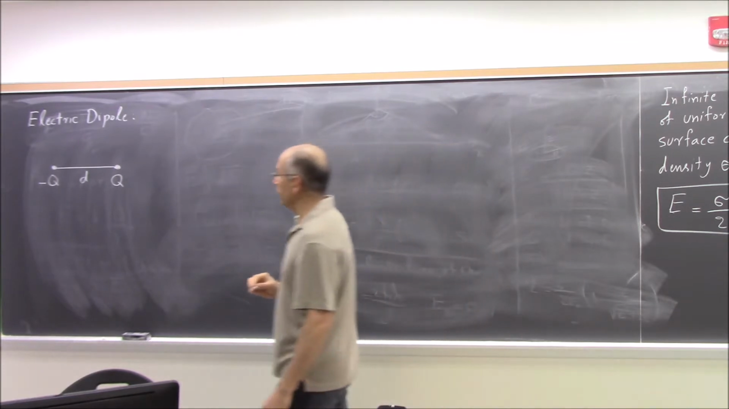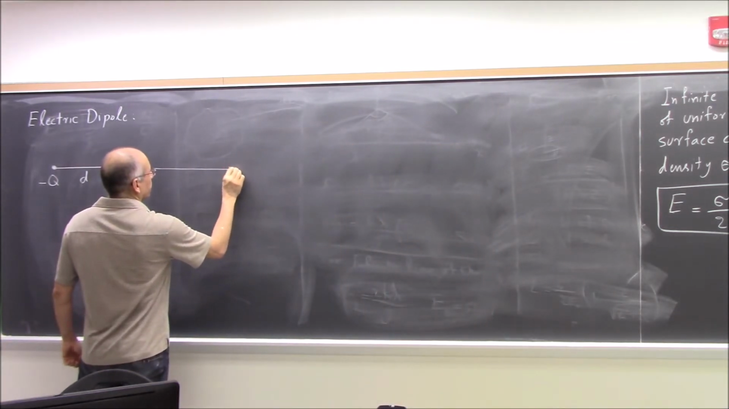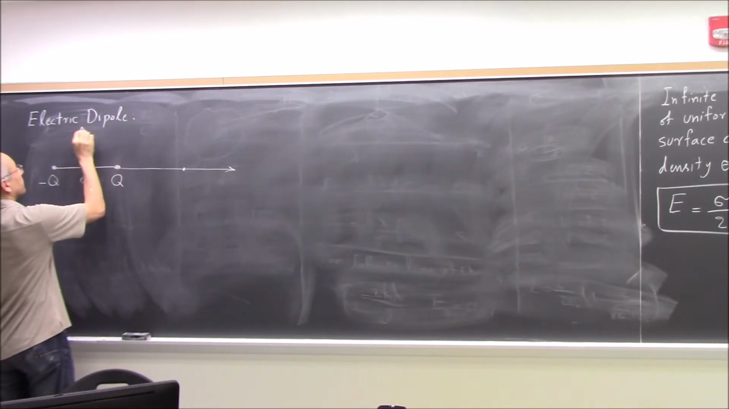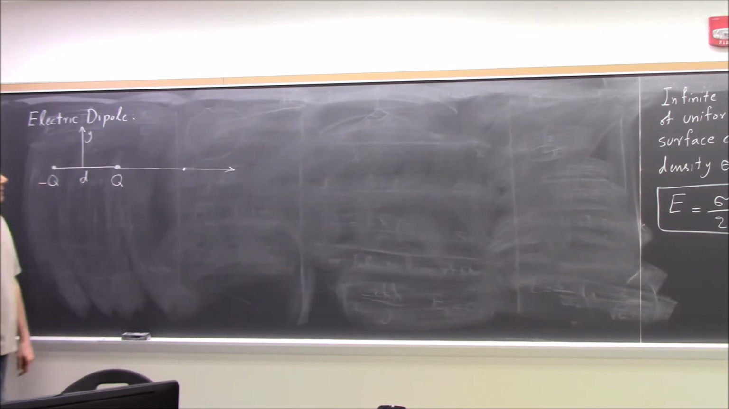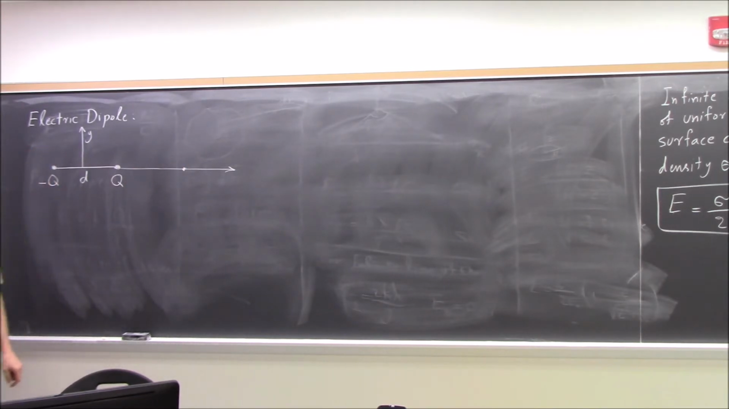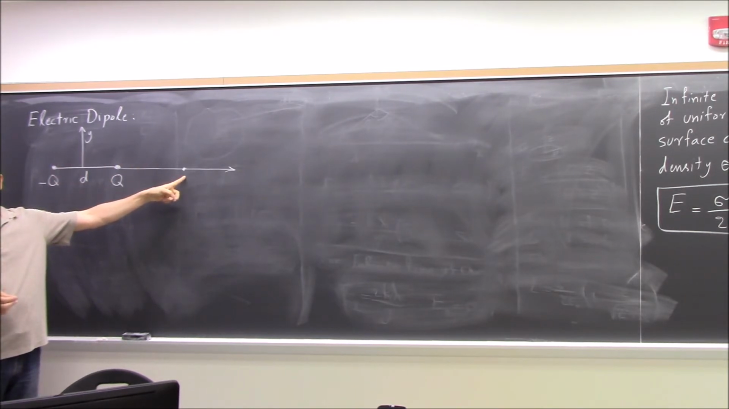And we want to find the electric field along the axis of the dipole at some distance x, and let's say this is the y-axis, this is the x-axis. We want to find the electric field of this dipole. Now this positive charge creates its own electric field at this point, and this negative charge creates its own electric field at this point, right?